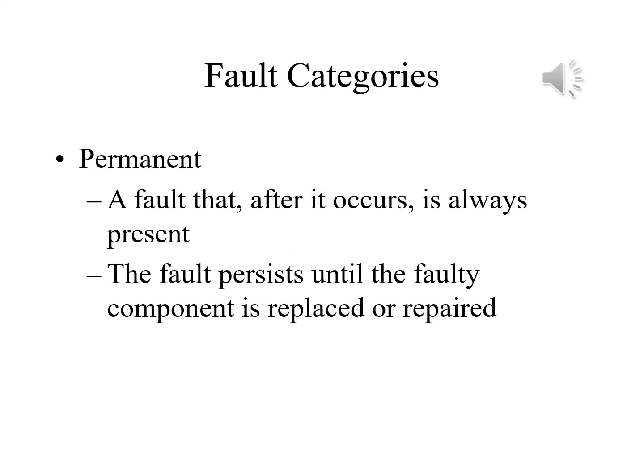We can group faults into the following categories. Permanent: a fault that, after it occurs, is always present. The fault persists until the faulty component is replaced or repaired. Examples include disk head crashes, software bugs, and a burnt-out communications component.